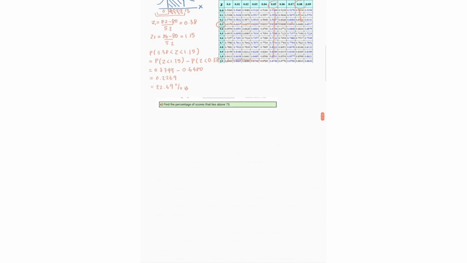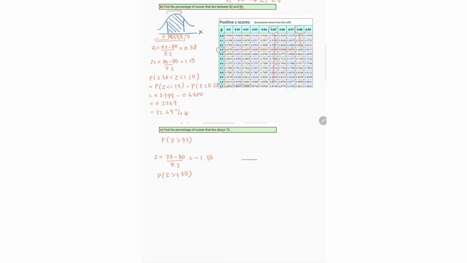So let's move to the next question. In this question, it is different because we want to find the score that lies above 73. So it means that x is more than 73. Like before, first we find the z value from the given mean, standard deviation, and x value. I hope you guys can do it well now, because I did a lot of examples for that. So we got this one.